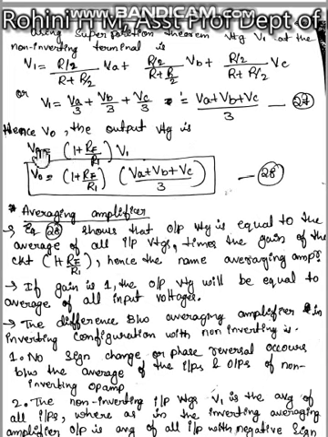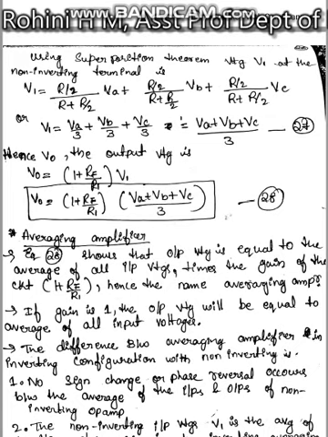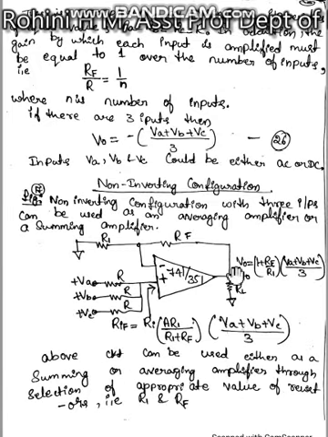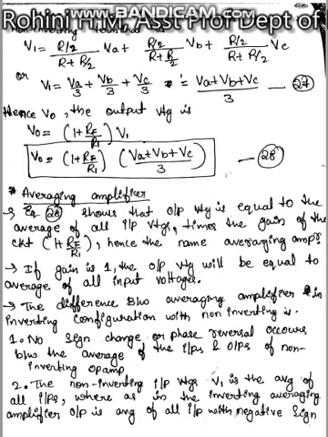So let us see how we got this V out. We will go back to the circuit. What is V out? Where we are applying this node voltage, right? That is given as 1 plus Rf by R1 into this node voltage, that is given as V1, that is Va plus Vb plus Vc divided by 3.